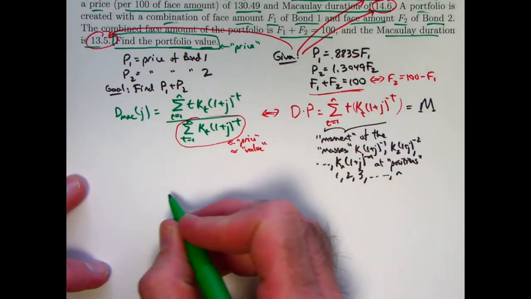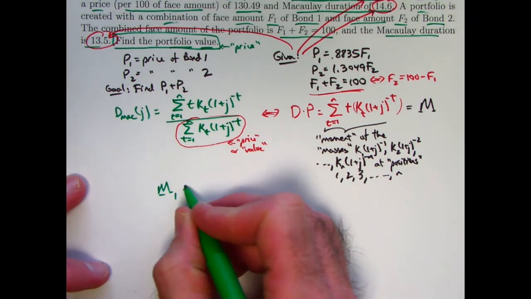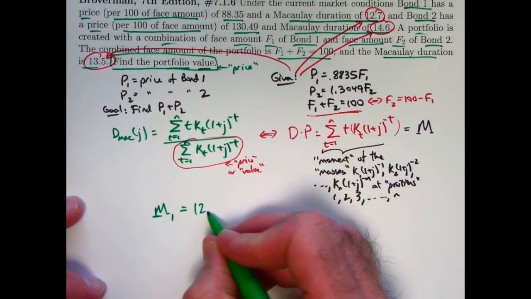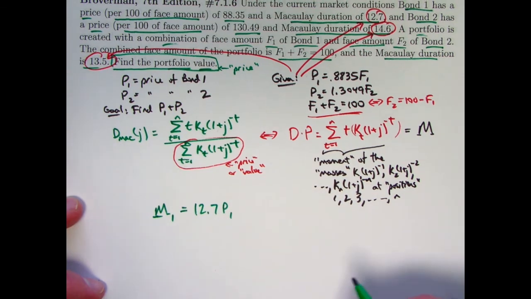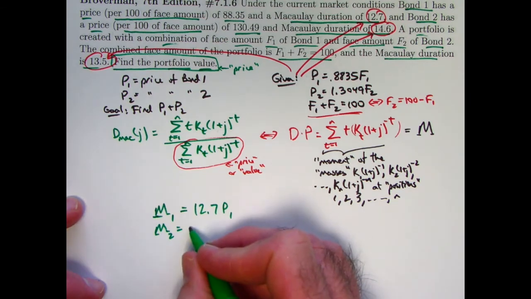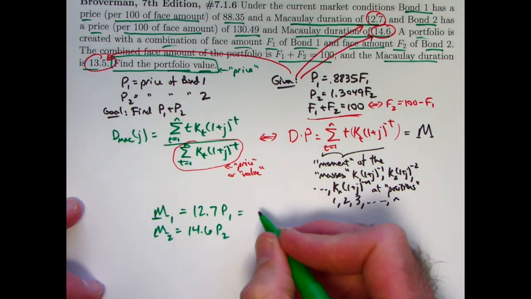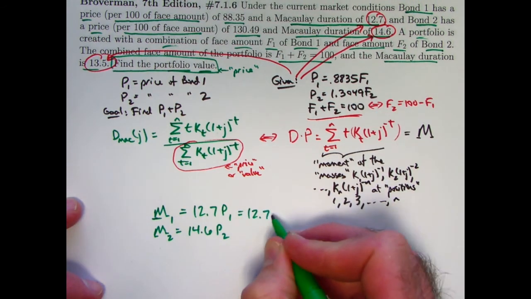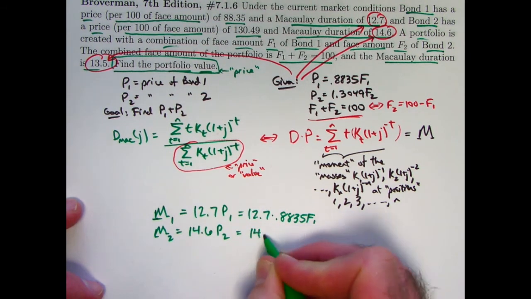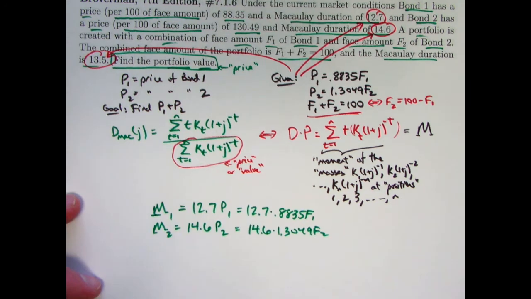Let's think about the moments here. The moment for the cash flow from bond 1 is its duration, 12.7, times its price, P1. The moment for the cash flow that comes from bond 2 is its duration, 14.6, times its price, P2. And of course, I can replace P1 with this. So this is 12.7 times 0.8835 F1. And then P2 gets replaced with 1.3049 times F2.